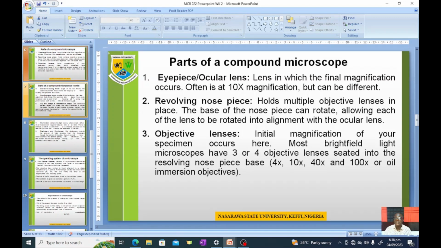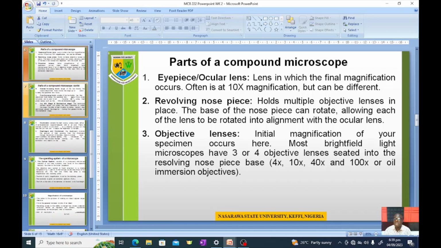Now, the parts of a microscope. Number 1, as seen on the instrument, is the eyepiece or the ocular lens, which is responsible for the final magnification of the sample under view. Often 10 times magnification, but can be different.